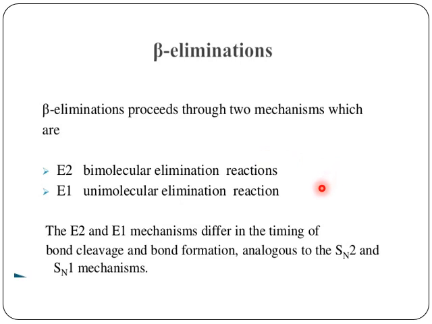Okay, now the mechanism of how these reactions proceed. The beta elimination reactions proceed through two mechanisms. One is E2, bimolecular elimination, and the other is E1, unimolecular elimination.